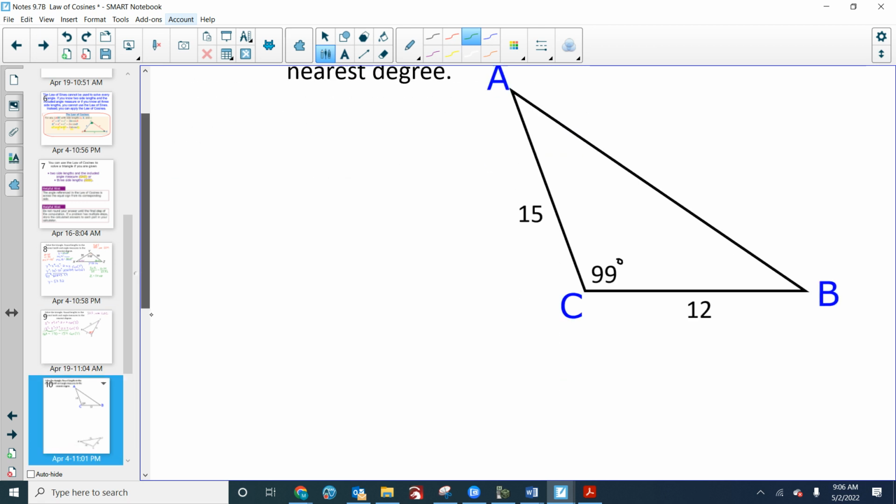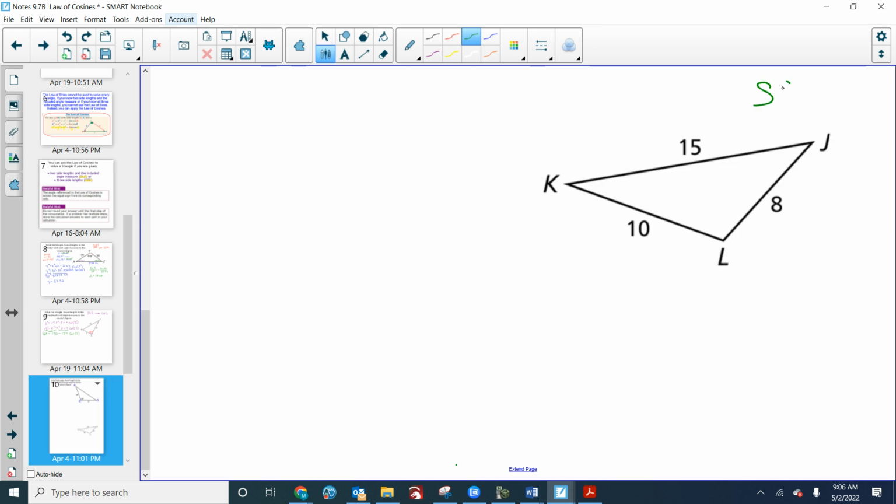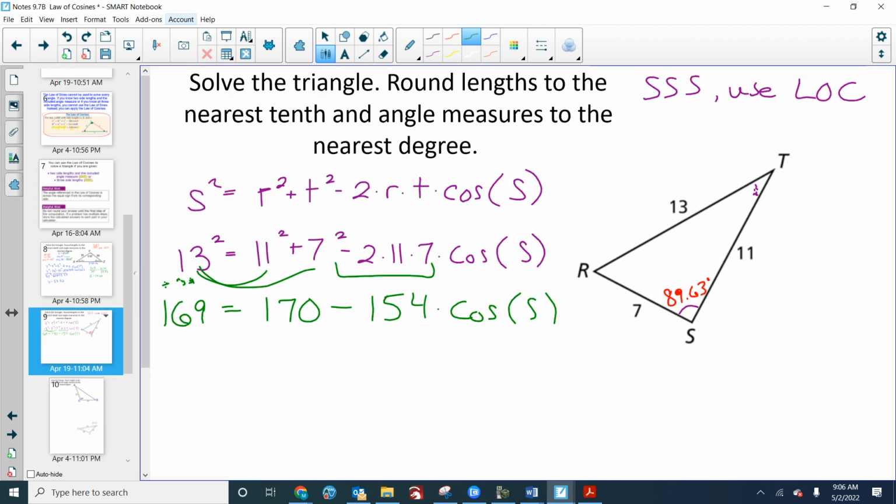We're going to skip a problem because I want you guys to try one of those that we just did. So this is SSS. What angle do we find first if you're given SSS? The biggest angle. Which angle is that in this problem? L. Oh, I'm sorry. I forgot to solve the rest of the triangle. How would we do it from there? Would you repeat the same operation? Now that we have S, we can use the law of sines.